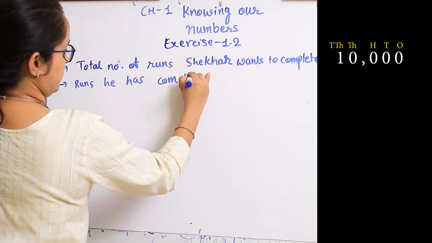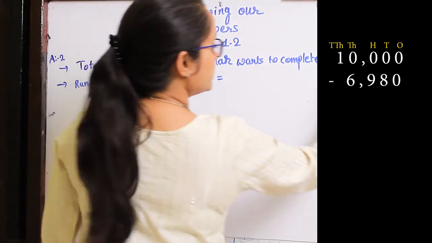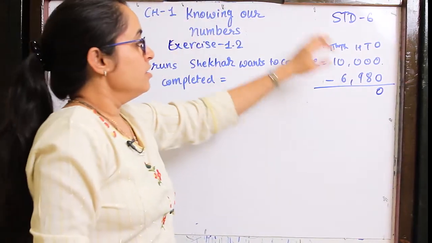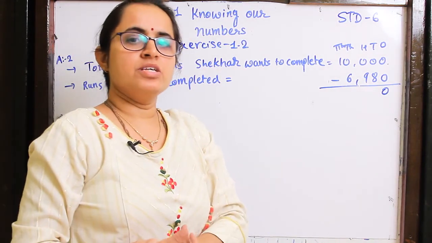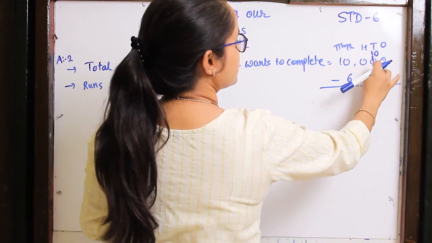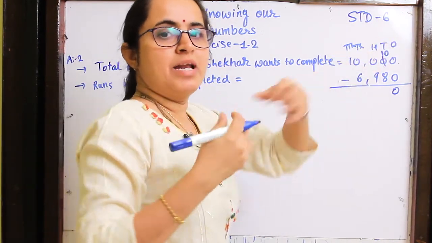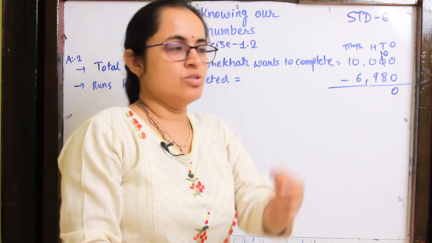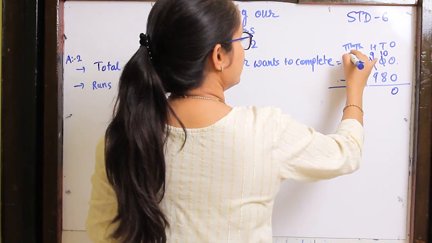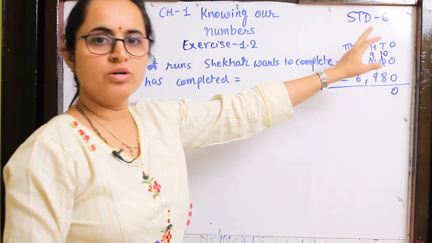For that, we first have to write the statement. So total number of runs, because runs cannot be measured with gram and kilogram, the number of runs Shekhar wants to complete. How many runs does Shekhar want to complete? 10,000. How many has he already completed? The runs he has completed. You have to write that here, because you have to do minus here.